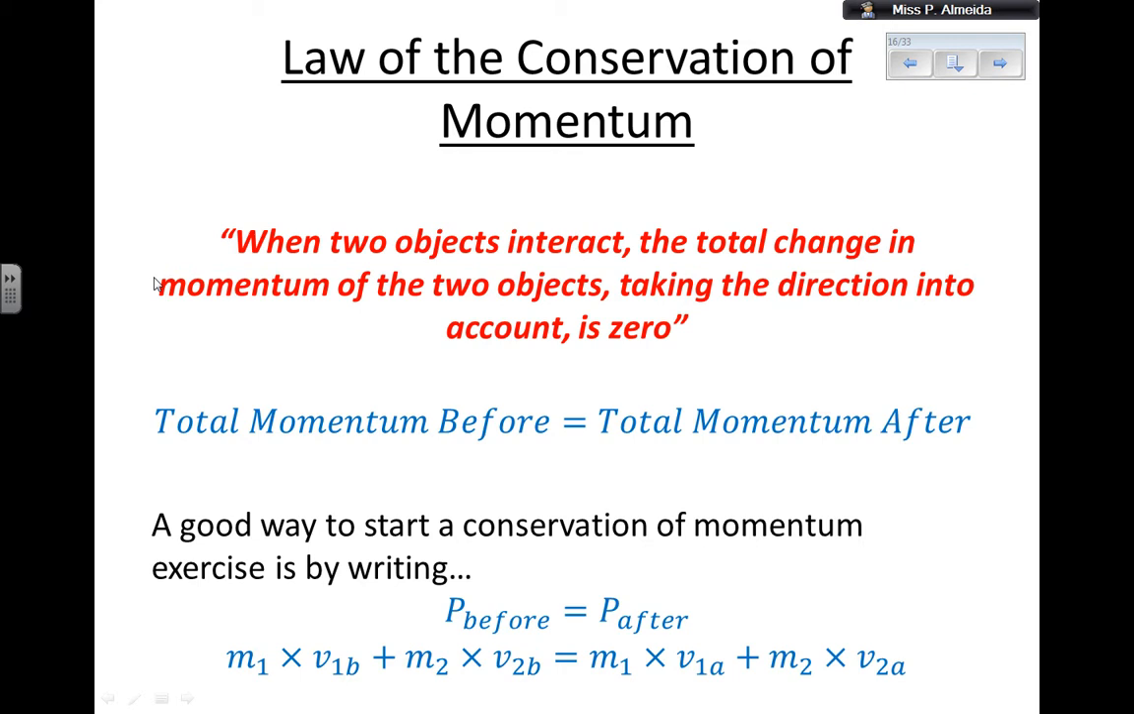The reason why that part saying taking direction into account is very important is because momentum is a vector. So that means that in one direction you can consider it to be positive, and in the opposite direction you can consider it to be negative. So if you don't take the direction into account, your answers are going to be wrong, and therefore the law of conservation of momentum would be wrong, okay? So that law basically tells you that the total momentum before the interaction equals the total momentum after the interaction.